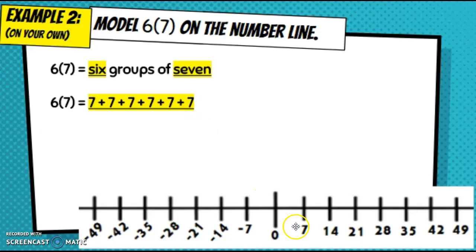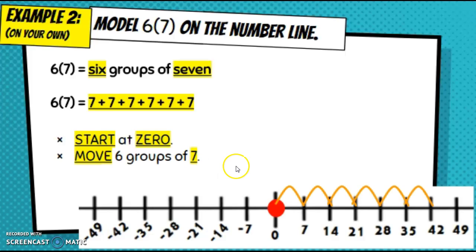When you set up your number line, since each group has 7 in it, you want to set up your number line to skip by 7. That means that each space is one group of 7. Then, again, you always start at 0. And since we have 6 groups of a positive number, 6 groups of 7, we move them to the right. So again, 1, 2, 3, 4, 5, 6 groups of 7, and I end at 42, and we know that 6 times 7 is 42.